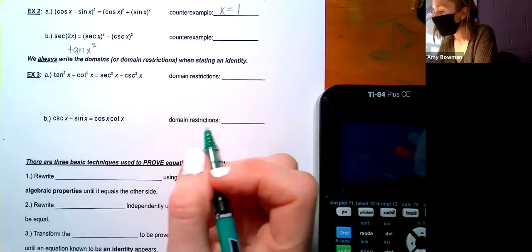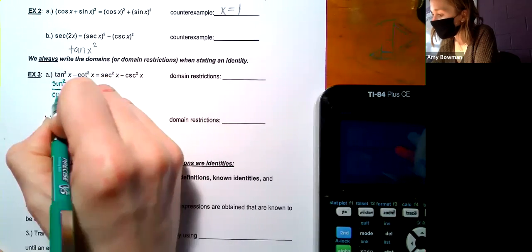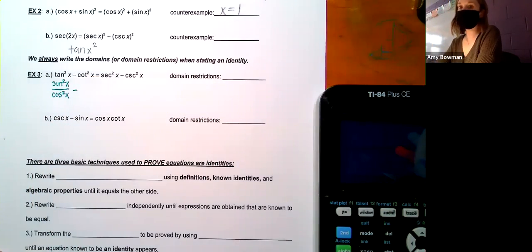Cool. Okay, so instead of tangent squared, I can write sine squared of x over cosine squared of x minus cotangent squared. What can I write instead of cotangent?